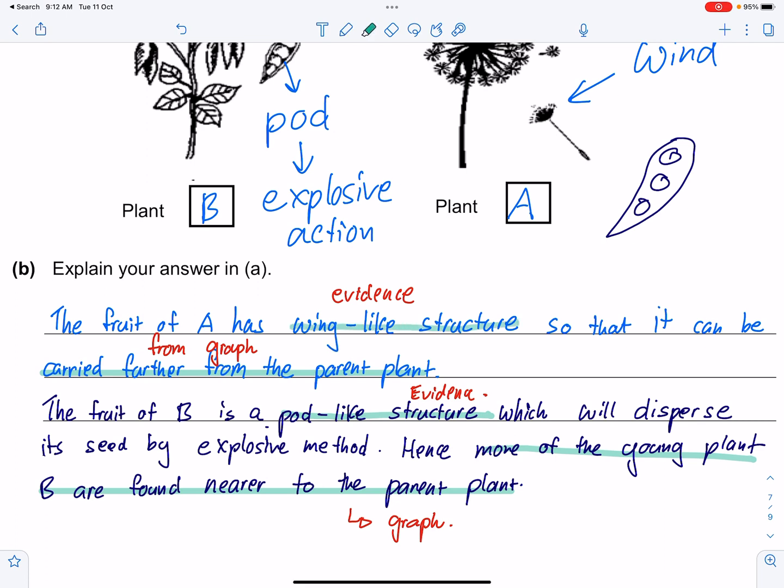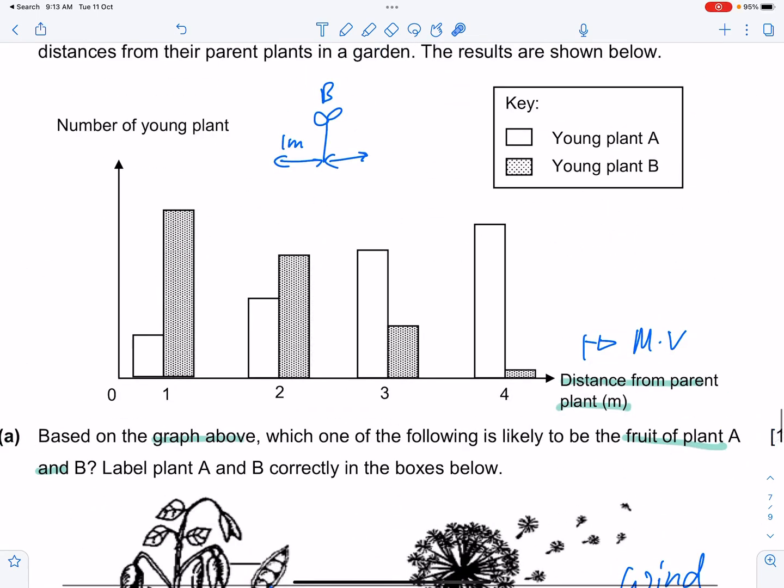So it has a wing-like structure. This is the evidence that is shown in the picture. So what does it mean? It means that it's dispersed by wind and is able to be carried further away from the parent plant. This information actually came from the graph, right? Because a larger number of plants for A is found at a further distance, so when you compare 4 meter, you get more plants compared to 1 meter, right?